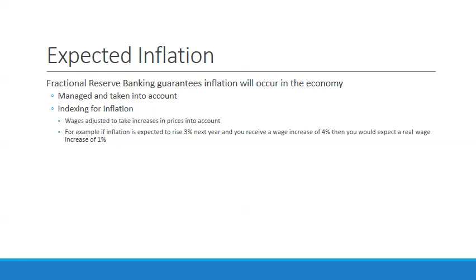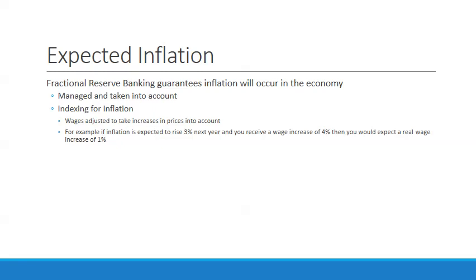So for example, if the inflation is expected to rise 3% next year, which it is, and you receive a wage increase of 4%, then you would expect a real wage increase of 1%. So you can see how this works. If your wage increase is a higher percentage than the inflation rate, then you're actually seeing a real wage increase of 1%. Because that's how much extra money you're actually going to have. If it's 3% and the wage increase is 3%, then you're even. You're not doing anything because all you are is maintaining your standard of living. You're not actually seeing an increase in pay.